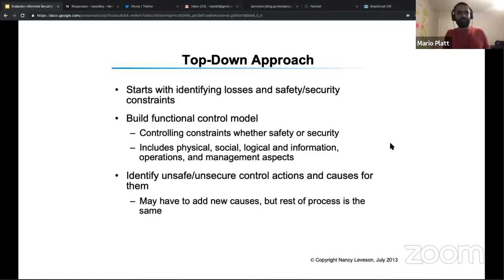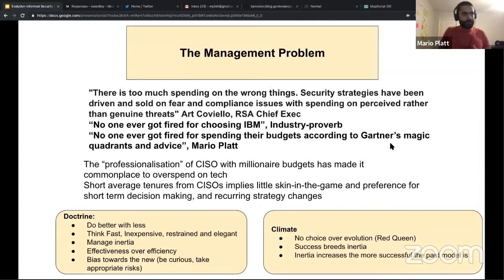So it's about identifying the losses in safety and security constraints. So identifying the scenarios which are unacceptable, right? And then building your functional model around those constraints, okay? Considering not only the tin, but also how people will be using the tin. And that's kind of on the engineering problem side of things.